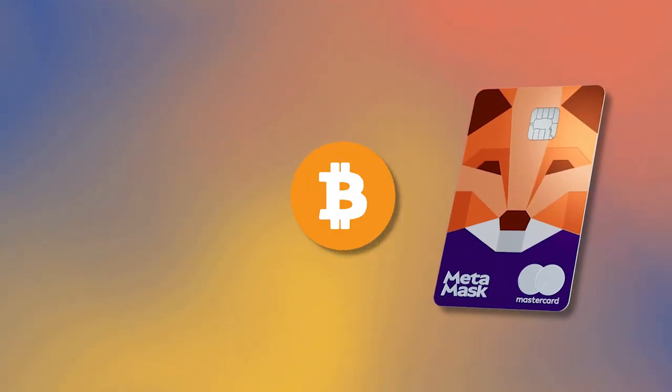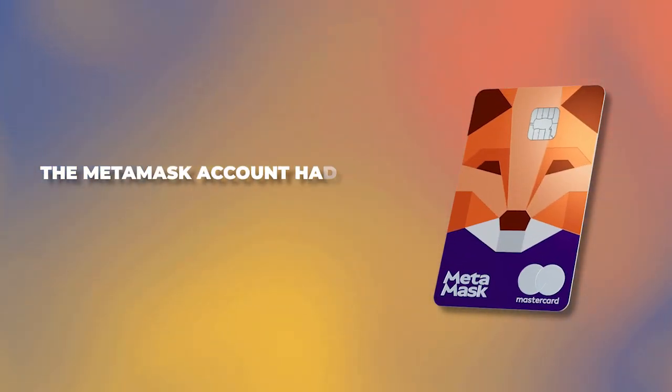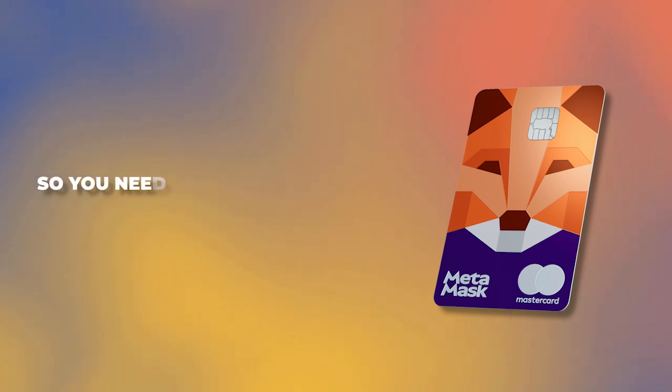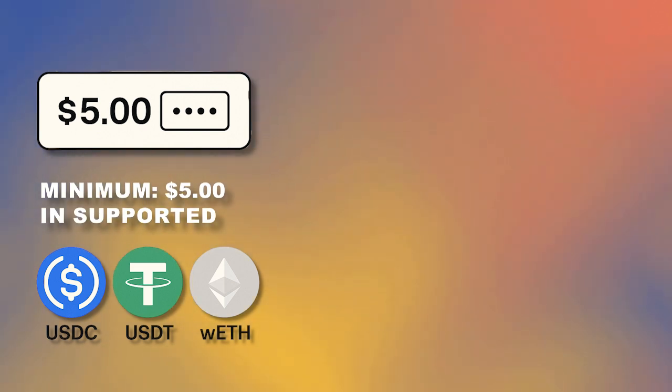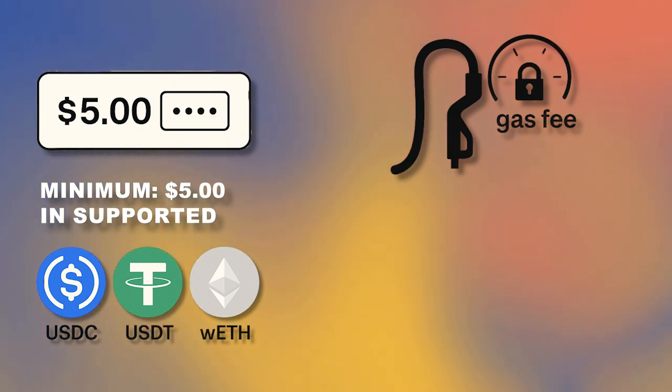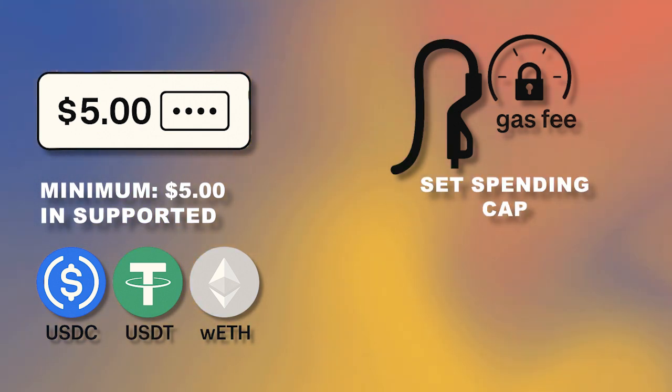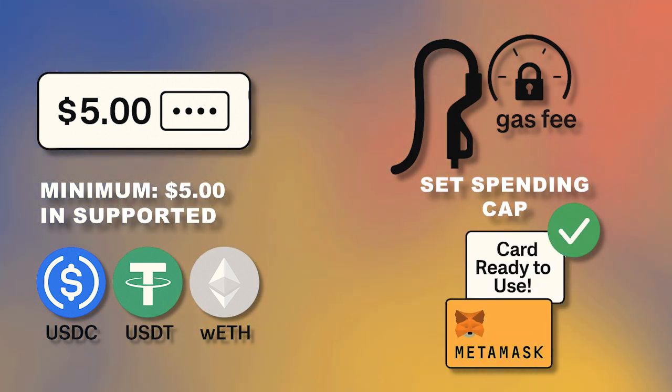Next, you need to fund your wallet because you need crypto to activate the card. In this case, the MetaMask account had no funds, so you need to transfer crypto into it. You need to have at least $5 worth of supported tokens, such as USDC, USDT, or WETH, wrapped ETH. This deposit ensures you have enough to cover gas fees when approving tokens and setting your spending cap, both necessary steps to enable card usage.